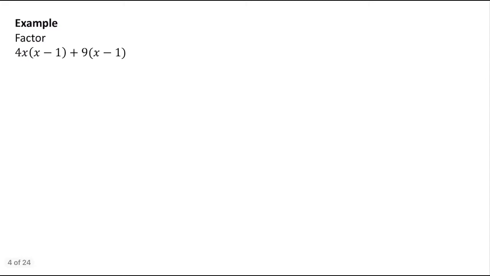Okay, so for example, suppose we want to factor 4x times x minus 1 plus 9 times x minus 1. Notice the common binomial factor of x minus 1. So I'm going to go ahead and pull out that common binomial factor, and then I'm going to write the terms that remain, right? I have this 4x plus 9, so that's how I factor this expression.